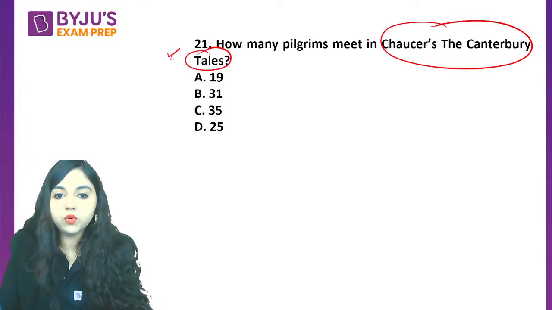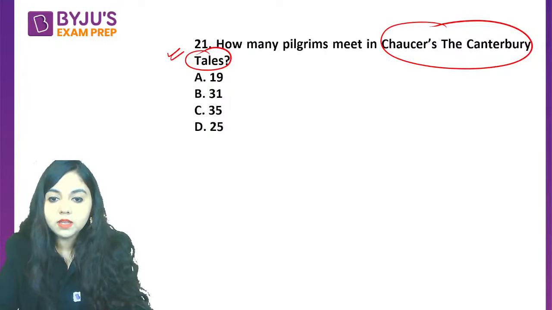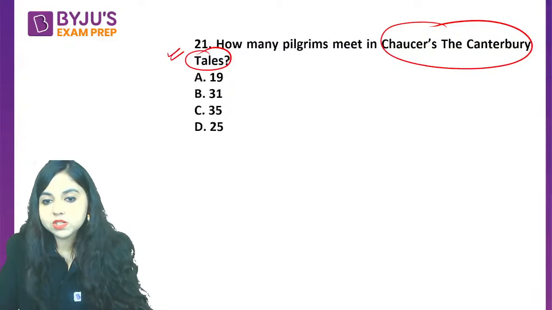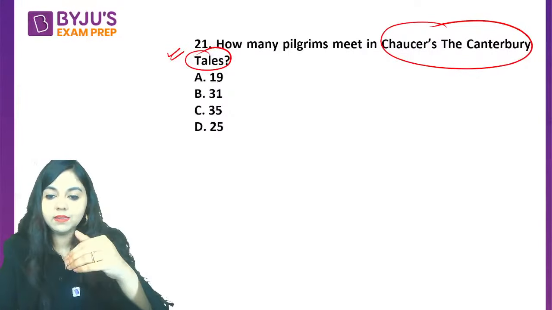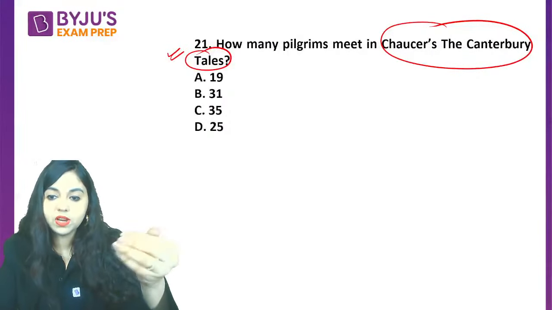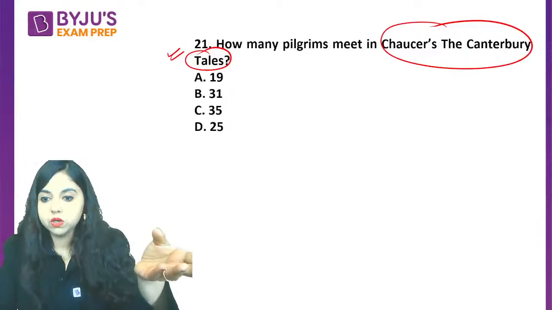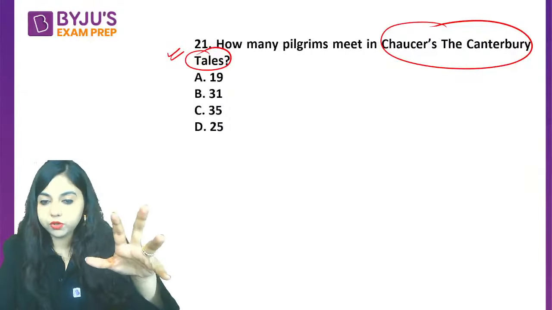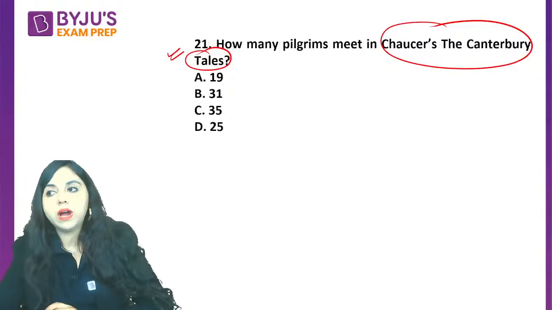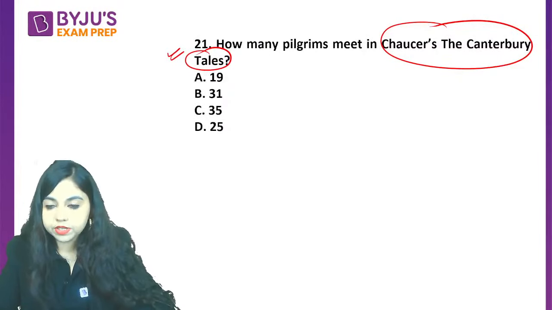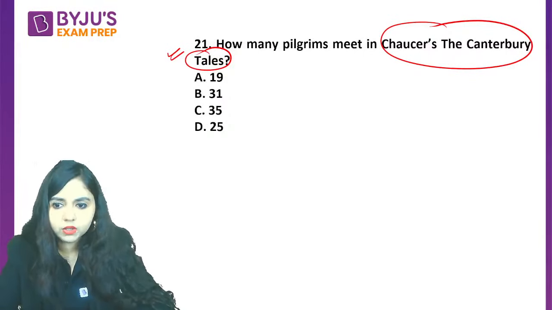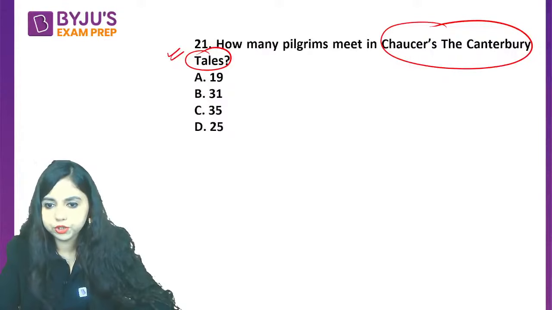How many pilgrims meet in Chaucer's Canterbury Tales? Now, I don't know why all of you make it a frantic thing. There is nothing to worry about. Basically, how this comes across as 31 is because there are 29 pilgrims, then there is the narrator or the host, and there is Chaucer. By that logic, it comes out to 31, and that is the reason why in most of the exams, when this question has come, they've given 31. If you dig deeper, then of course you come to know more about it, but you can go with this safer option here.